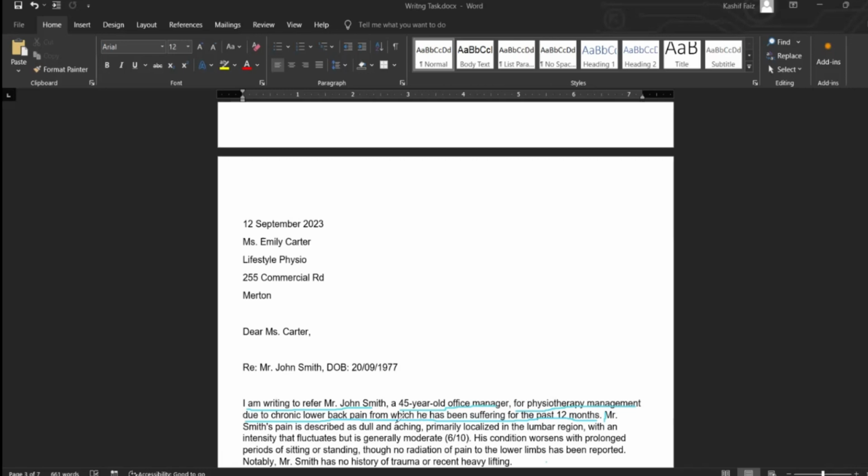In the first line, I am very clear about the purpose of the letter. I'm writing to refer, what is the problem, for physiotherapy management, and what exactly is the cause, due to chronic lower back pain from which he has been suffering for the past 12 months. So in one sentence, I have given enough information to the physiotherapist that he is 45 years old, he's an office manager.